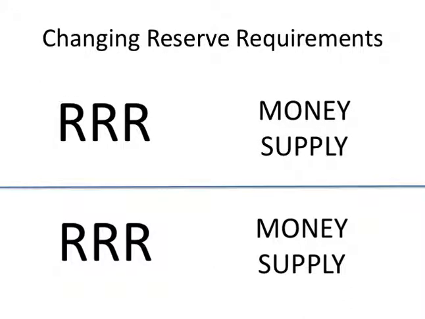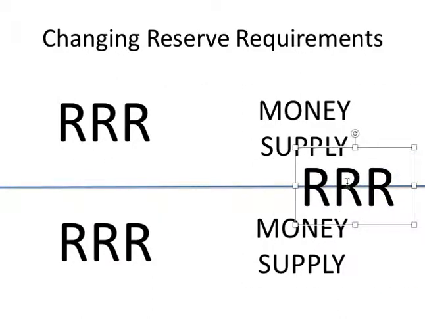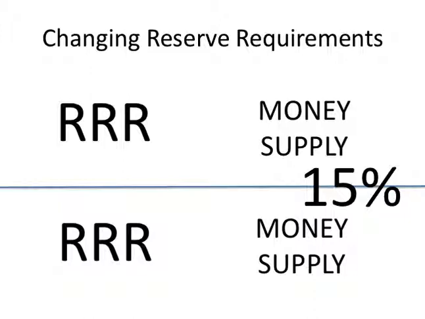So the first tool that we're going to focus on is the required reserve ratio and the money supply. And what we find with this one is that if this line is considered equilibrium, and let's say the equilibrium rate is, let's say, 15%, we're at equilibrium. The economy is doing well. On both ends, it's going fine.